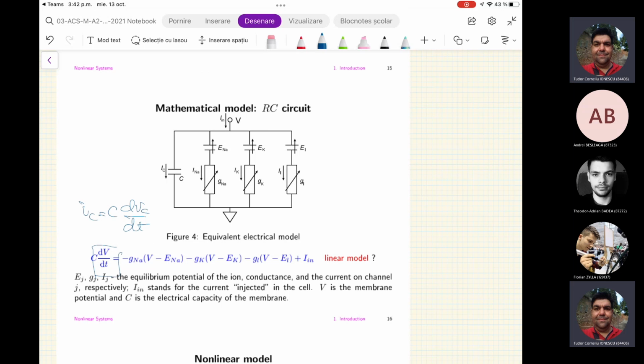This is a nonlinear model because most of these quantities depend on time. This is a state. This is also a state. So this is not a linear model, although the equation looks very linear. So let's not be fooled by the shape of the equation itself. This is totally a nonlinear model.